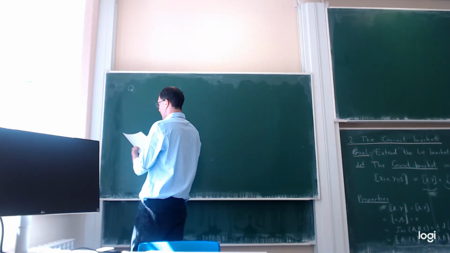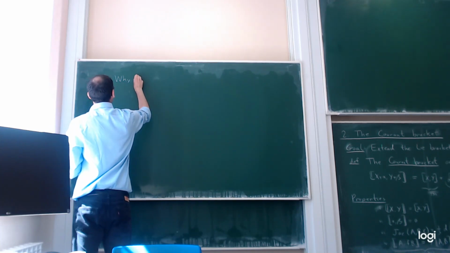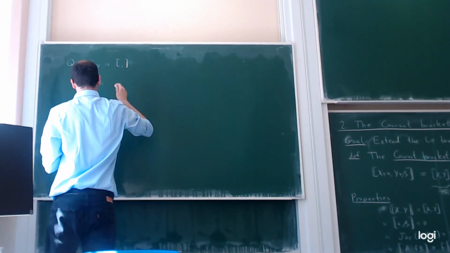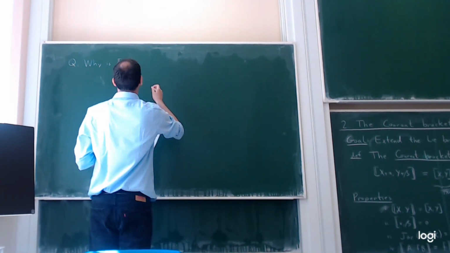All right, so now the question is, why is the Courant bracket, or how is the Courant bracket, a natural choice of generalization of the Lie bracket?